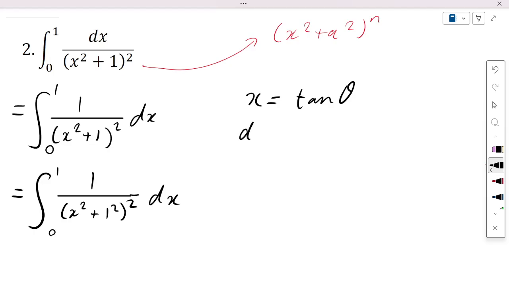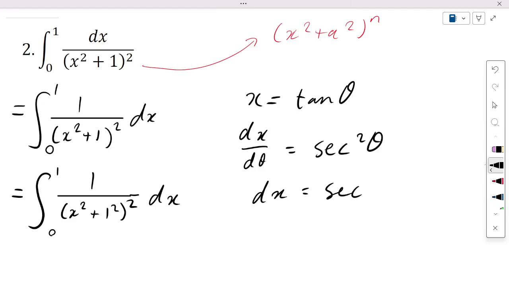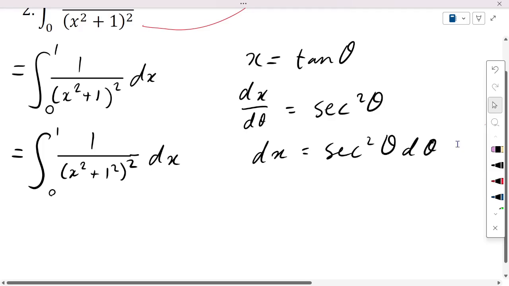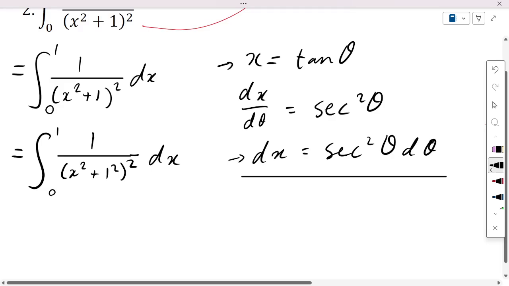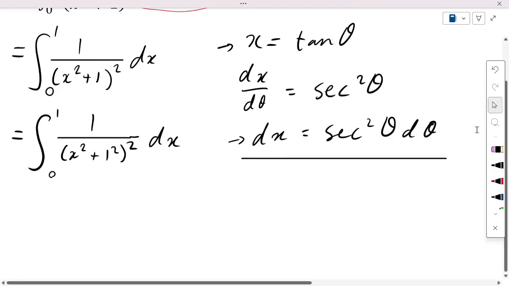Therefore we just need to take the derivative dx by d theta, which is going to be equal to secant squared theta. And then we just get dx on its own, which is secant squared theta d theta. Okay. Now that we've done that, I just remembered, we've got x now and we've got dx, but now we need to define a new upper and lower limit, because remember, we are doing a new substitution. We need to define new limits because we're changing the integrand.